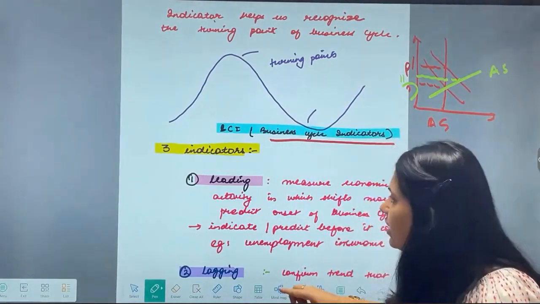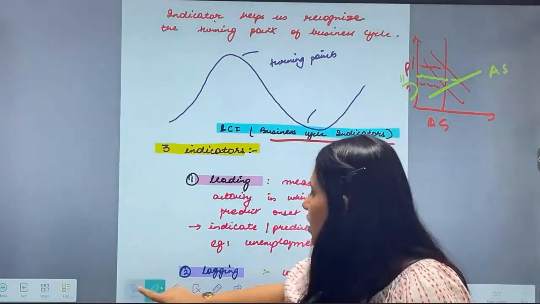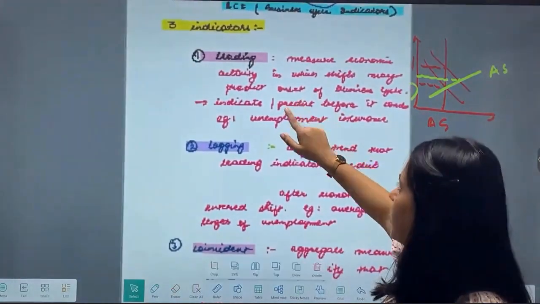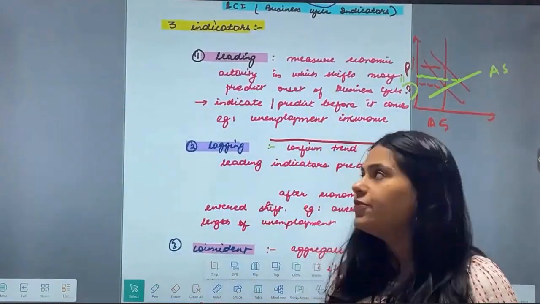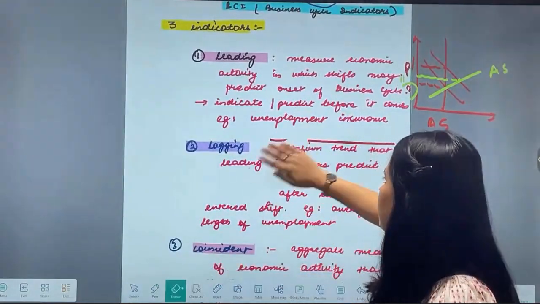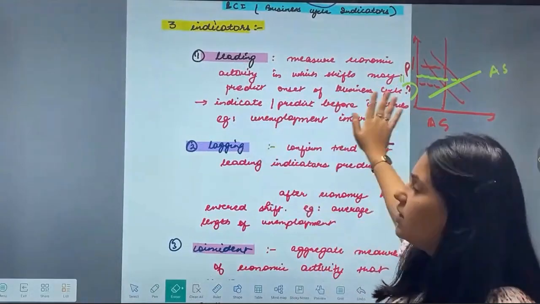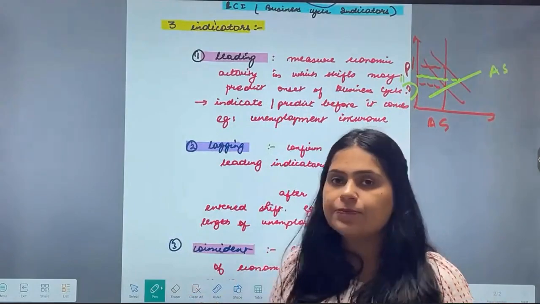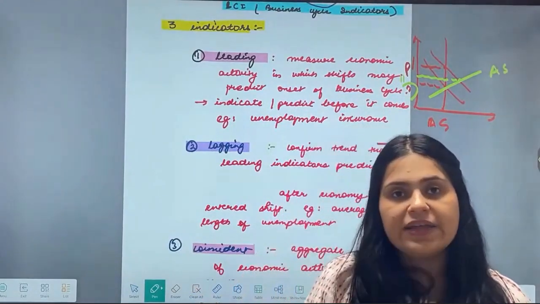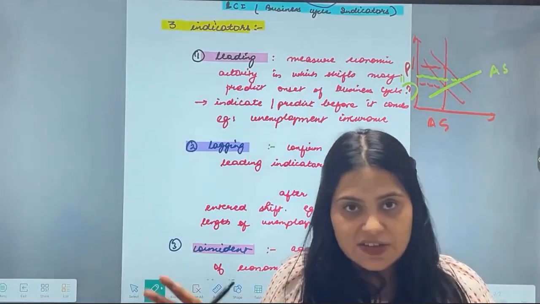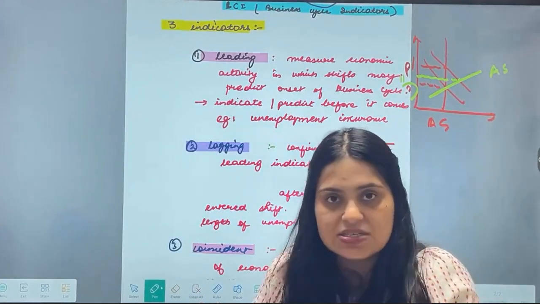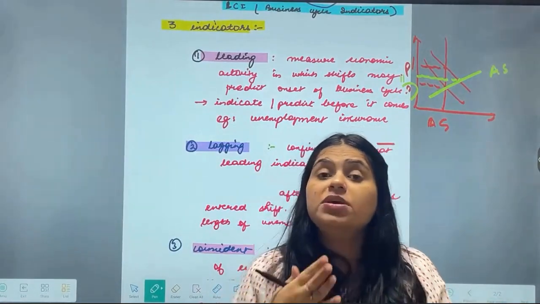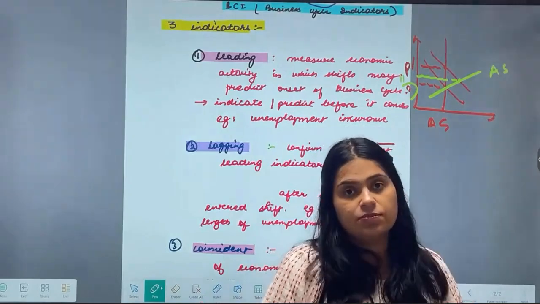Now there are three indicators that are there as part of business cycle indicators. The first indicator that I have, beta, is known as the leading indicator. What is a leading indicator? A leading indicator means, as the word suggests, it leads. इसको देखते ही पता चलता है that the economy is going to change its phase.